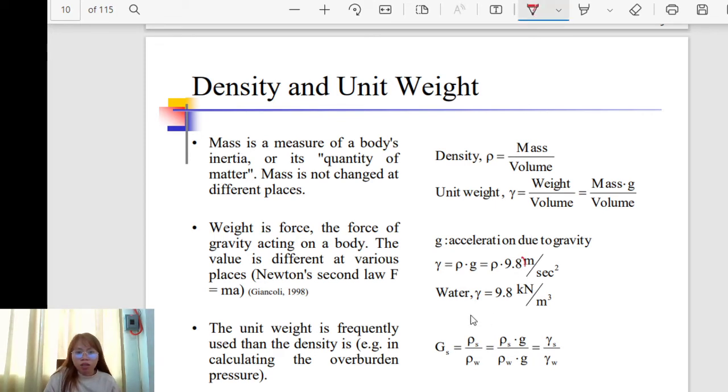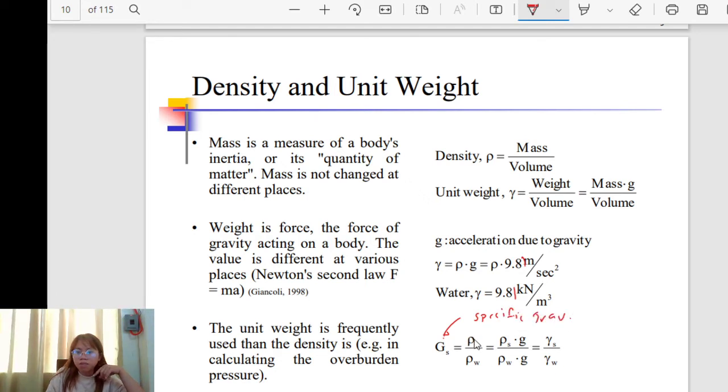meters per second squared. So the density of the water, 1 gram per cubic centimeter, or in kilograms, will result in the unit weight of water equal to 9.81 kilonewtons per cubic meter. And this G sub S is the specific gravity.